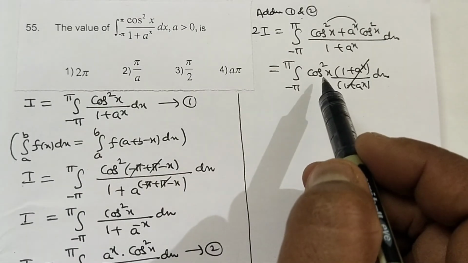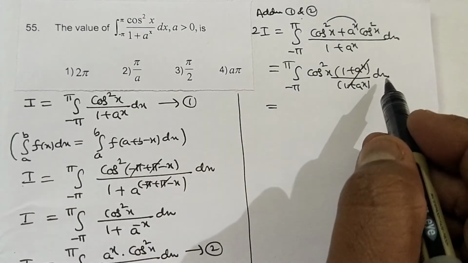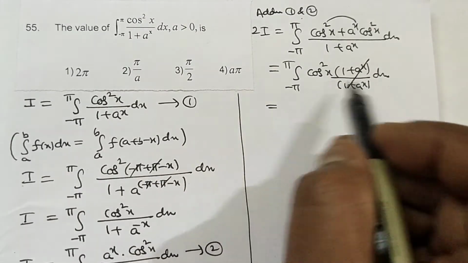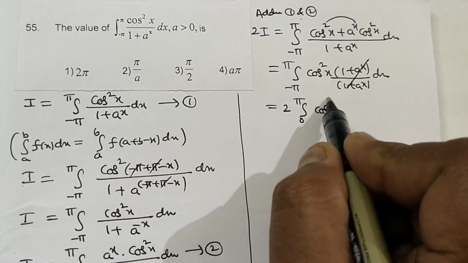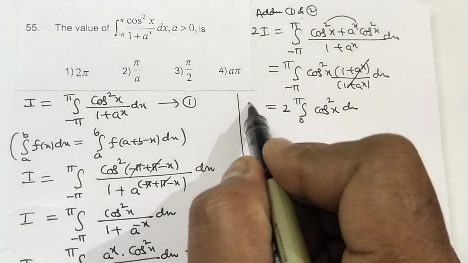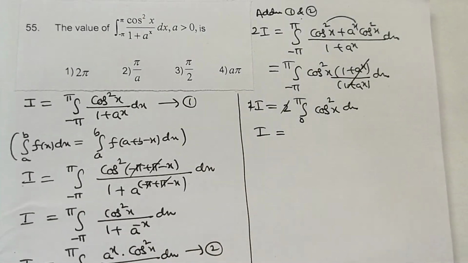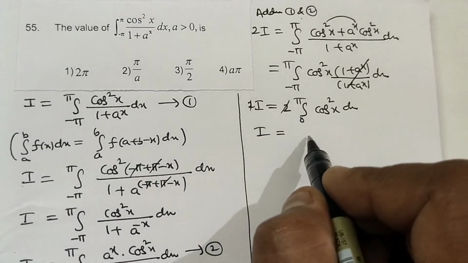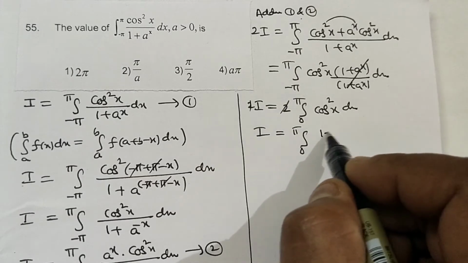Cos square x is an even function. So integral minus pi to pi cos square x can be written as 2 times integral 0 to pi cos square x into dx. So 2 gets cancelled. I equal to integral cos square x. We don't have a direct formula, so integral 0 to pi, 1 plus cos 2x dx by 2.